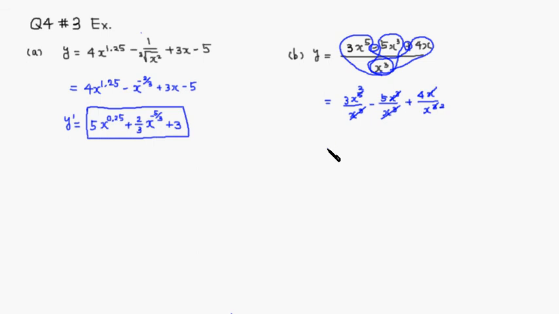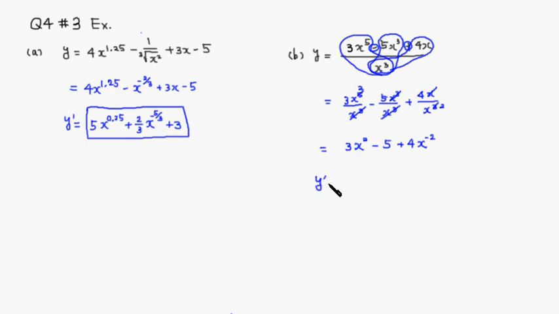Let's clean up a little bit. So you have 3x squared minus 5 plus 4 times x to the negative 2. We haven't taken the derivative yet, so we're going to have to take the derivative.